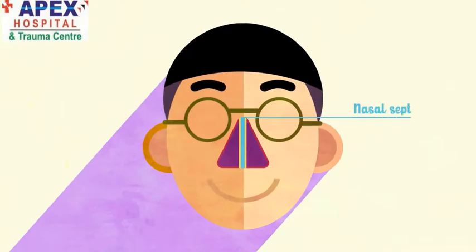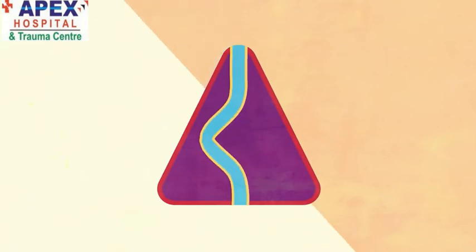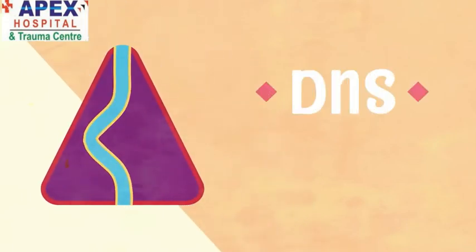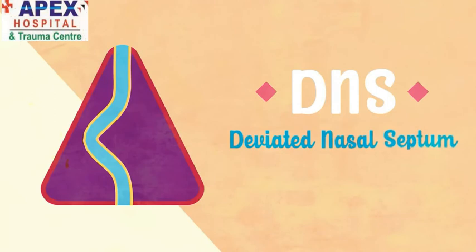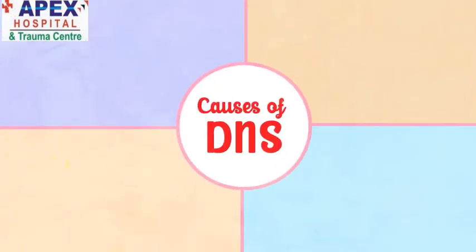Nasal cavity is divided into two by nasal septum. Problem arises when it is not dividing it symmetrically, leading to a condition called DNS or deviated nasal septum. Causes of DNS. There are four important causes.